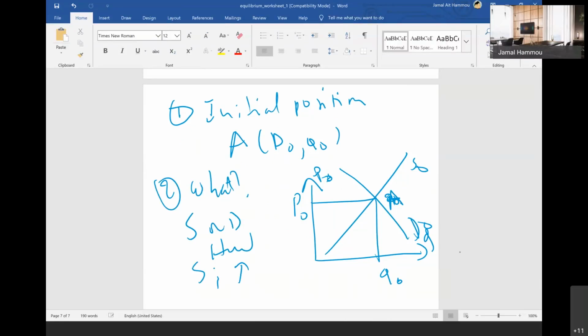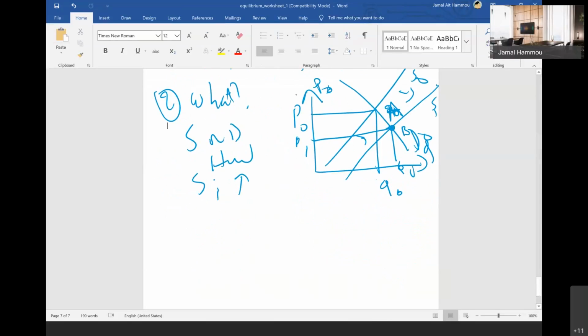I'm going to increase the supply. I just go, okay, a new supply S1. I will shift it to the right. I have a new equilibrium. We'll move from A to B with new price P1, Q1. So step number 3 will be, okay, after introducing this new element in the market, I will have a new equilibrium at B with P1, Q1.